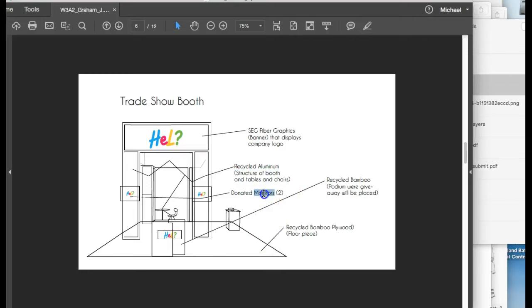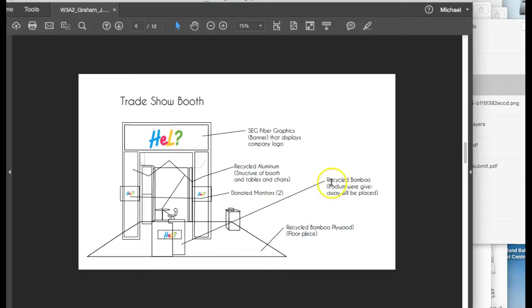Okay, donated monitors, that's no good. We need to know what they are, what they're made of, what is their life cycle analysis, including the disposal. Okay, and you need to do that for every one of your materials for your trade show booth. Bamboo, you're going to find is an interesting one. Recycled, oh good, I see what you're saying.